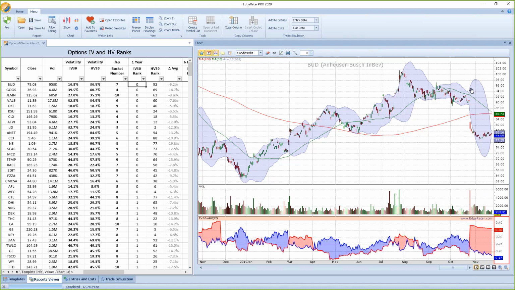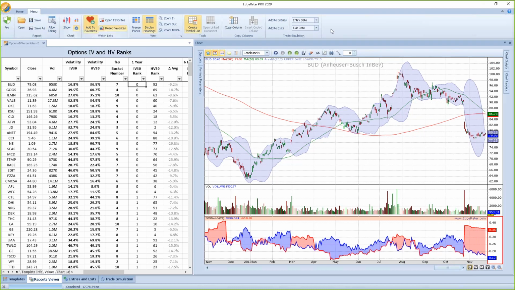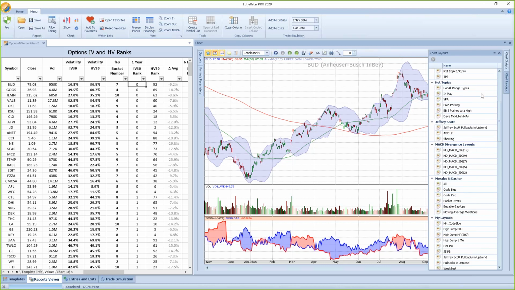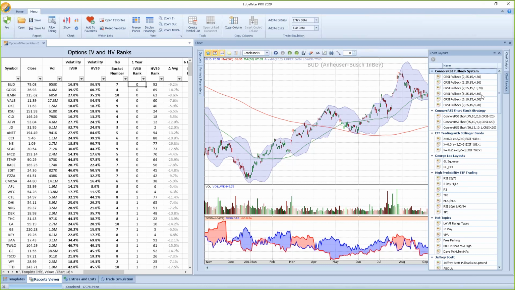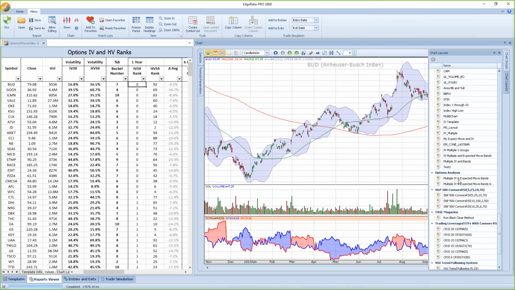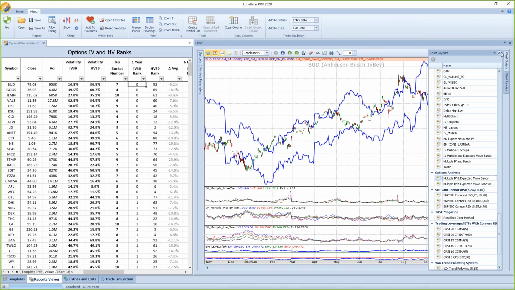That's going to be easier to see if we just change this chart over to the layout that's in the system now. You'll find under the chart layouts, let's see, there should be an options analysis layout. Let's just try and find that. Options analysis. So down here.